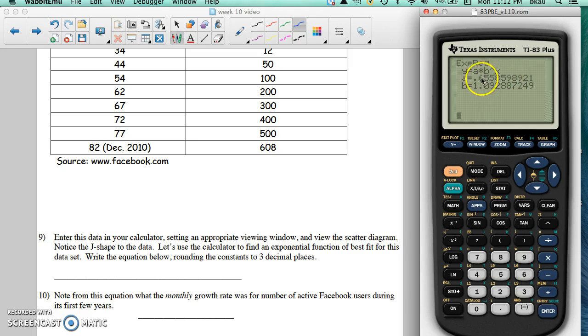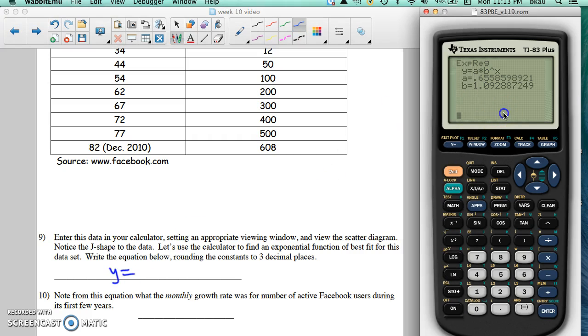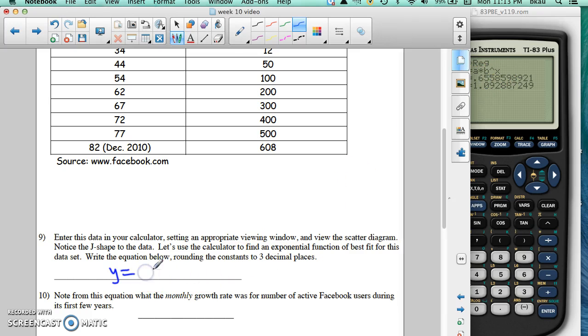Here it is. It tells us the A value, which is the initial value, and how much it's growing by. It looks like it's growing around 9% a year. So our equation would be y equals A times B to the x. We have the A value there, which is 0.656 rounded to 3 decimal places, times 1.093 rounded to 3 decimal places to the x power. So that's our function of best fit.